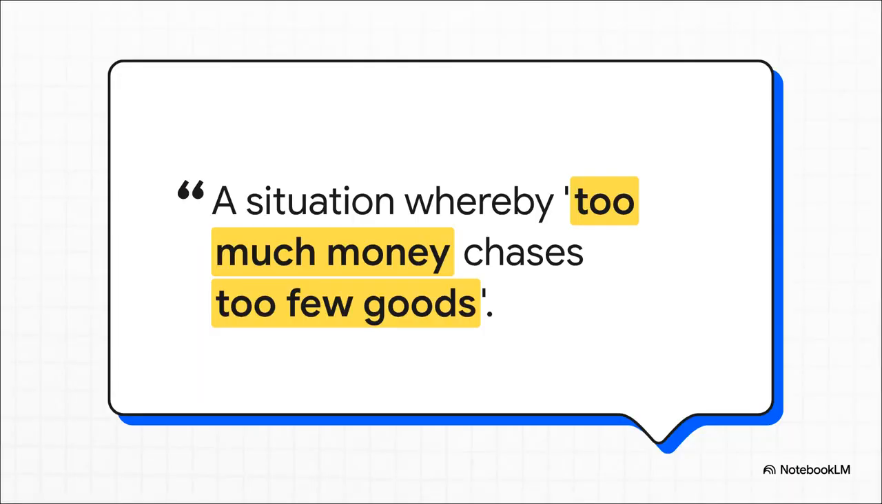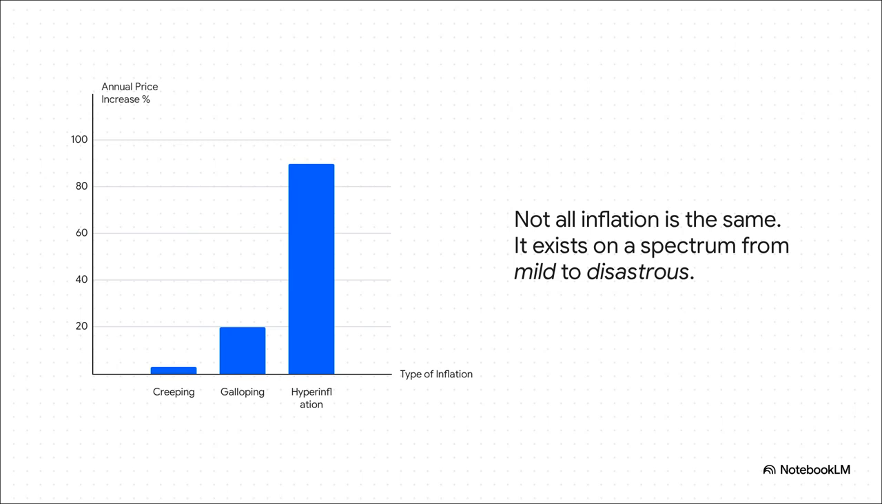I love this quote from the economist Colborn. It's the perfect, most intuitive way to understand inflation. It's simply a situation where too much money chases too few goods. If the amount of money floating around grows faster than our ability to actually make stuff, well, prices have nowhere to go but up. And not all inflation is the same.